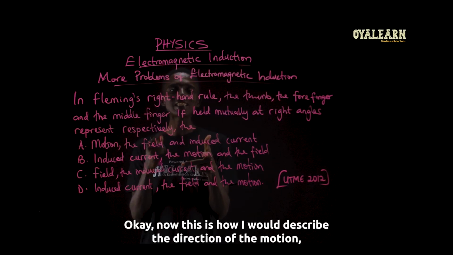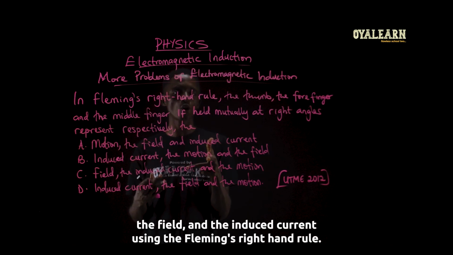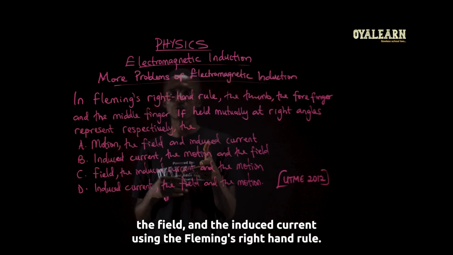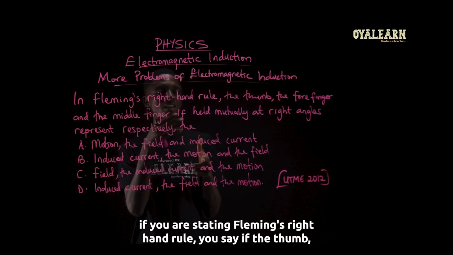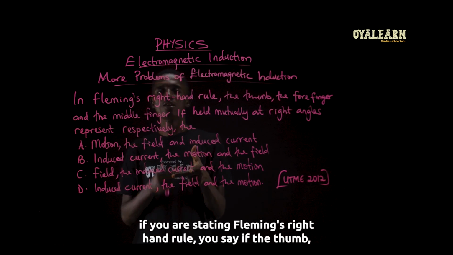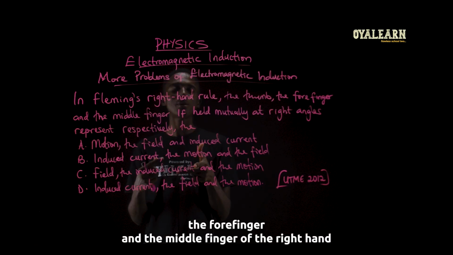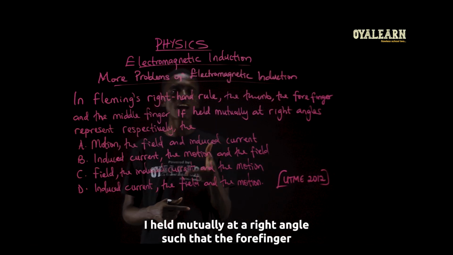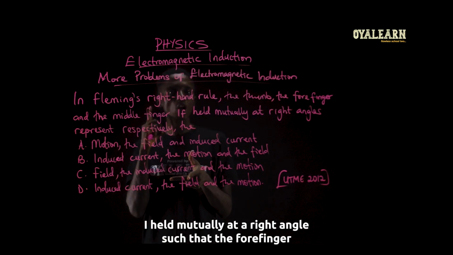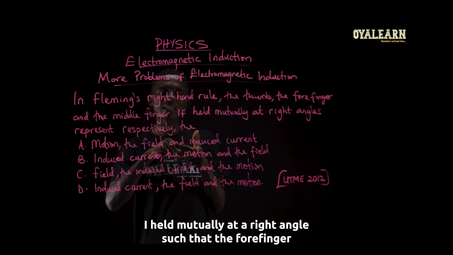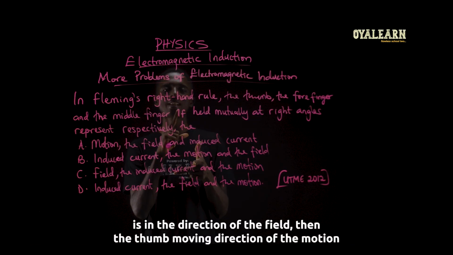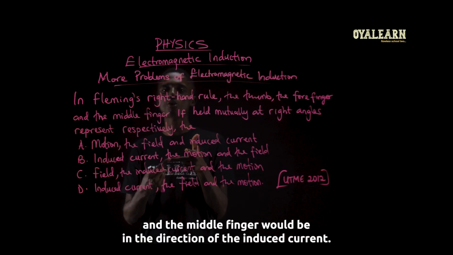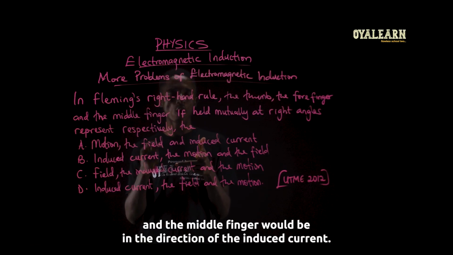Now, this is how we describe the direction of the motion, the field, and the induced current using the Fleming's right-hand rule. And you recall that the statement says that if the thumb, the forefinger, and the middle finger of the right hand are held mutually at right angle, such that the forefinger is in the direction of the field, then the thumb will be in the direction of the motion, and the middle finger will be in the direction of the induced current.